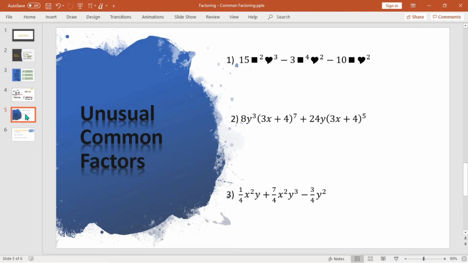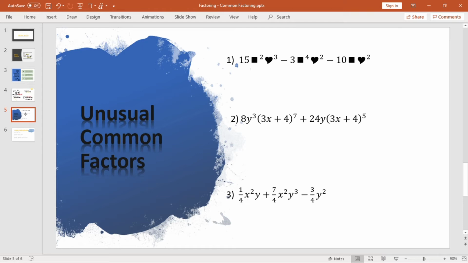Unusual common factors. Ours so far have always been variables and numbers. And I just want to really draw attention to the fact that it doesn't matter what it is, as long as it's in all of the terms, it's a common factor. So my first example is kind of silly. I'll look at the numbers, 15, 3, and 10. Nothing goes into all three of those numbers, so I'm not going to be able to take out any numbers.